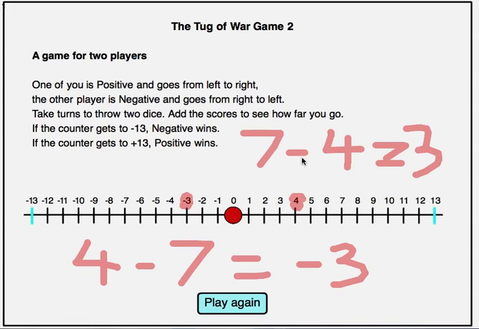So this might help you work these out. That you've got 4 minus 7, and you know the difference between 7 and 4 is 3, but because we're subtracting the larger number, it's actually negative 3.